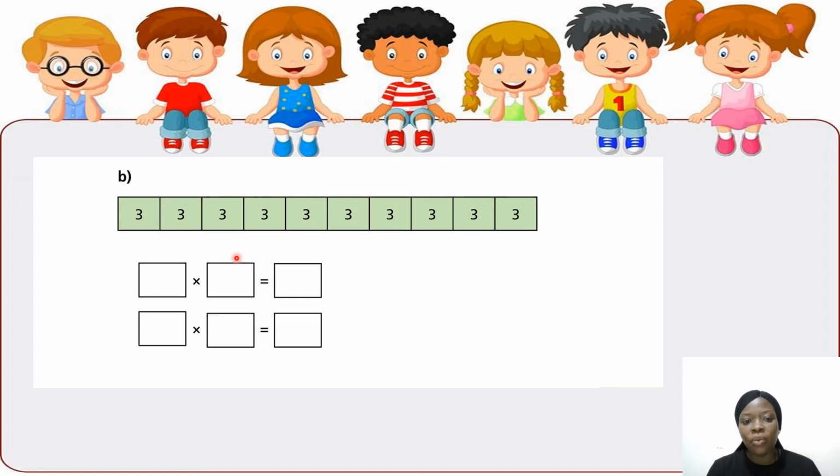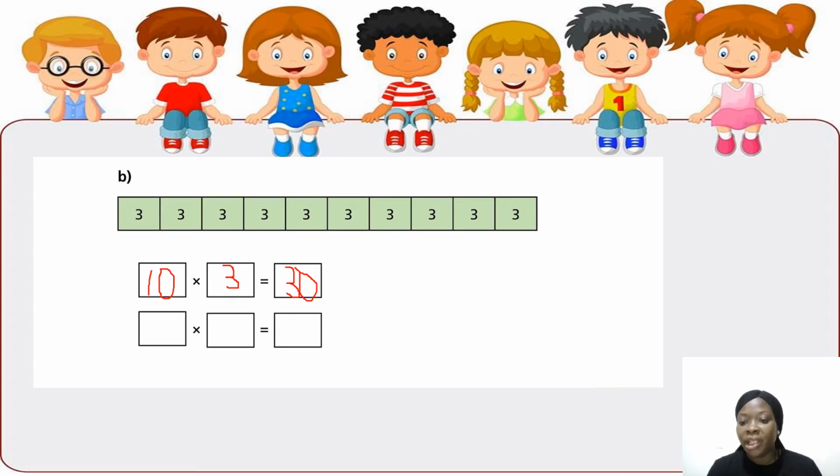So, what would be our number sentence using this bar model representation here? What would be our multiplication sentence? Now, how many groups of 3 do we have in this bar model? Let's count together. 1, 2, 3, 4, 5, 6, 7, 8, 9, 10. So we have 10 groups in this box here. I'm going to write 10. 10 groups of what? 3. So 10 multiplied by 3 is equal to 30.